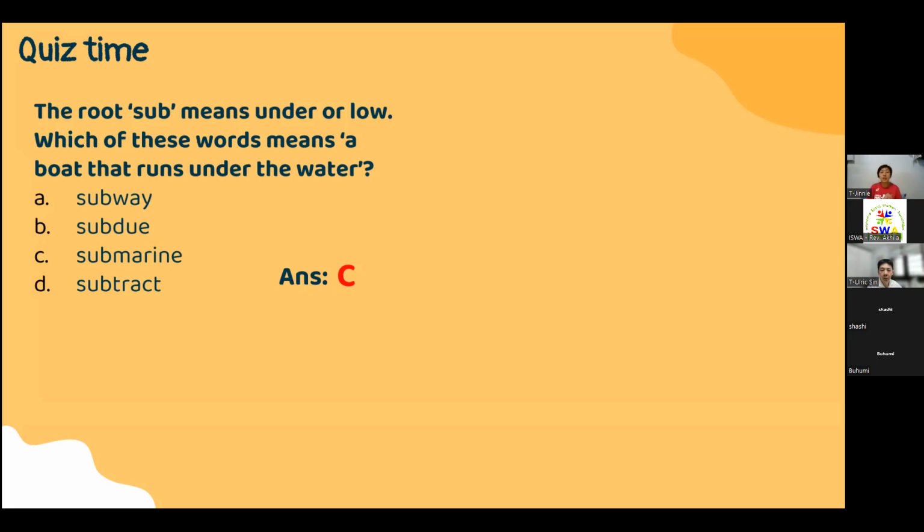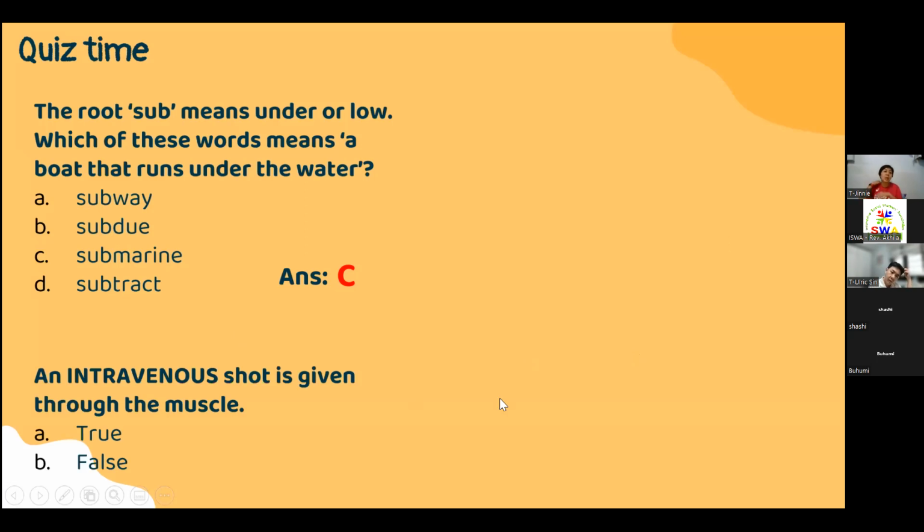Okay, that's how we come up with the meaning, because if you know the word marine, there are also many words with marine that have to do with sea, to do with boats. Okay, so that is the meaning. Thank you, Sashi. Okay, this one looks very difficult, but let's try.